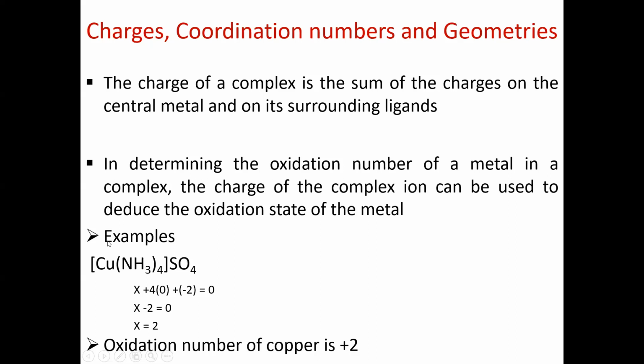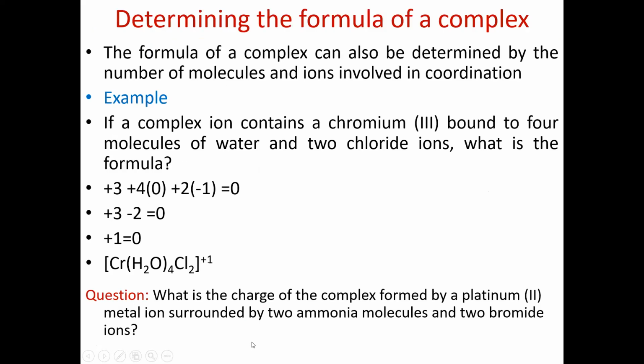And the total charge of every complex always equals 0. So we have X plus, this is already 0, minus 2 equals 0. So X equals 2, and X is our copper. So invariably, the oxidation state of our copper is plus 2. So the oxidation state of copper is plus 2.